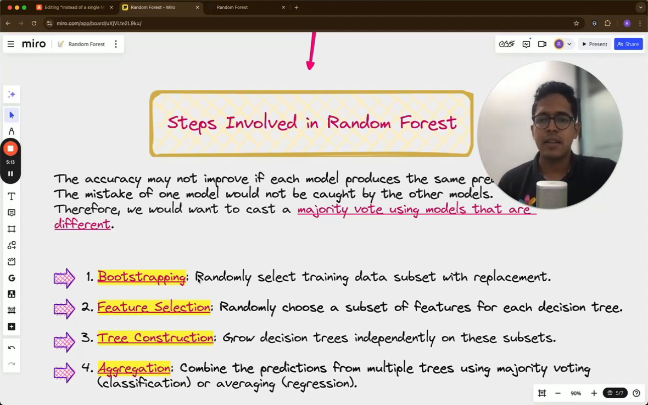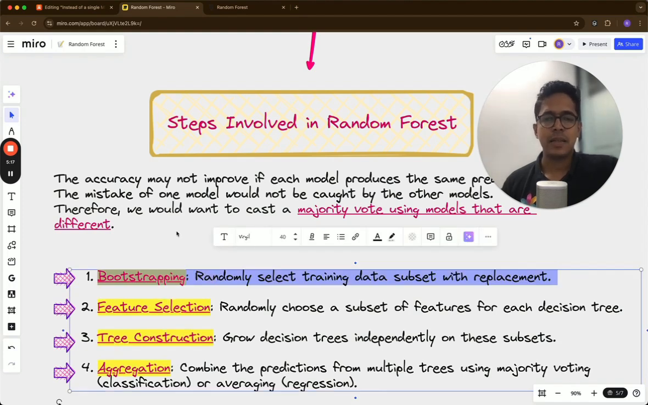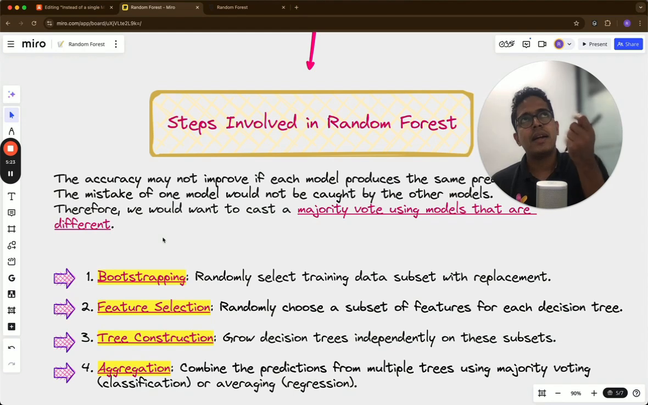So bootstrapping, the first step in making a random forest, is randomly selecting a training data subset with replacement. What does it mean by with replacement? With replacement means the fact that you selected a data point in the training data subset for tree number 1 does not prevent you from using the same data point for the next tree. So although you are drawing some data to make the subset of training data, you still have the ability to draw the same data points for another tree.